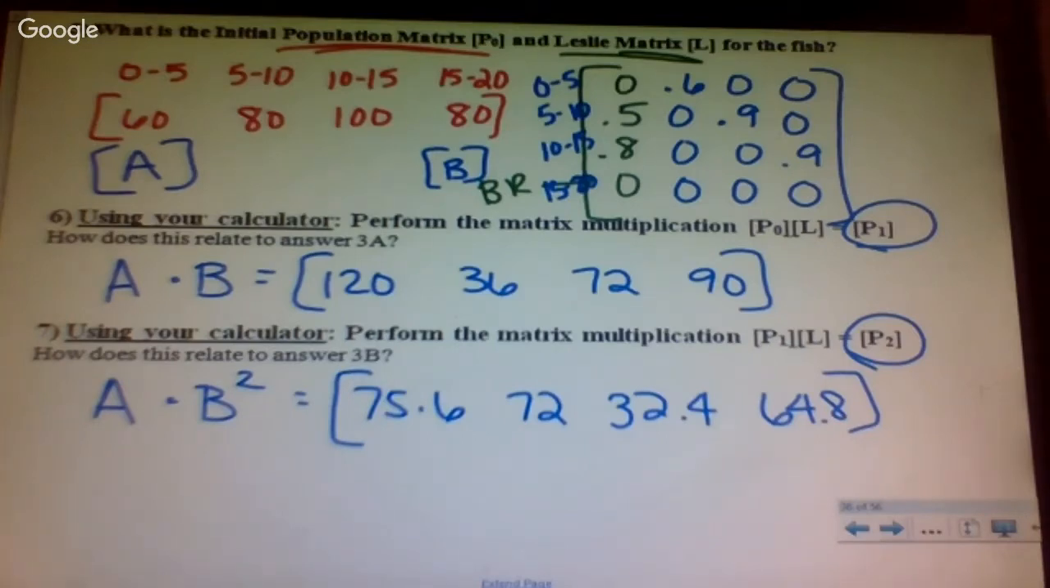Go ahead and do number 8, your 3 transition. Instead of raising it to the second, this time we're going to raise it to the third.